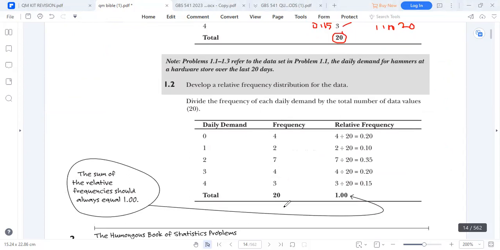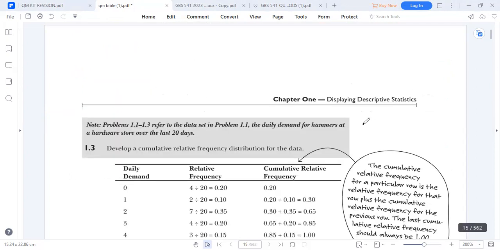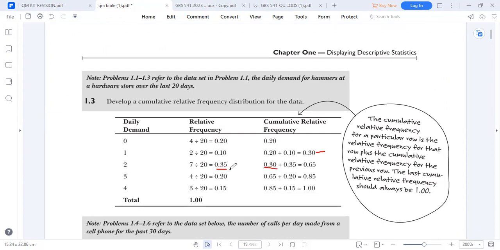So frequency, when you divide them by the total, we get the relative frequency. The relative frequency doesn't necessarily need to be increasing. They fluctuate. So you call it a frequency polygon. And when you add these frequencies together, 0.2 plus 0.1, 0.3. 0.3 plus 0.35, 0.65. 0.65 plus 0.2, 0.85. 0.85 plus 0.15, we get 1, which is 100%. So this is called the relative cumulative frequency.